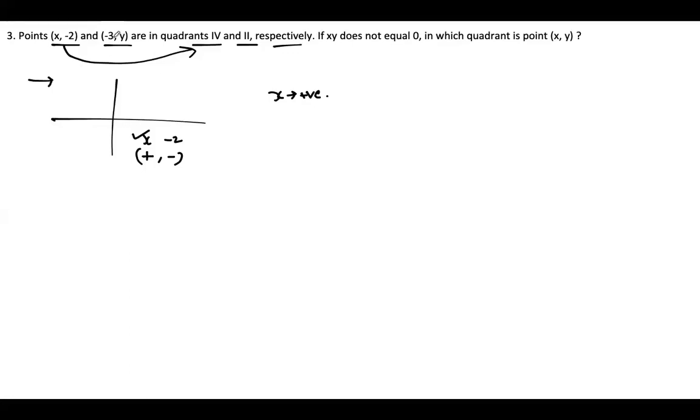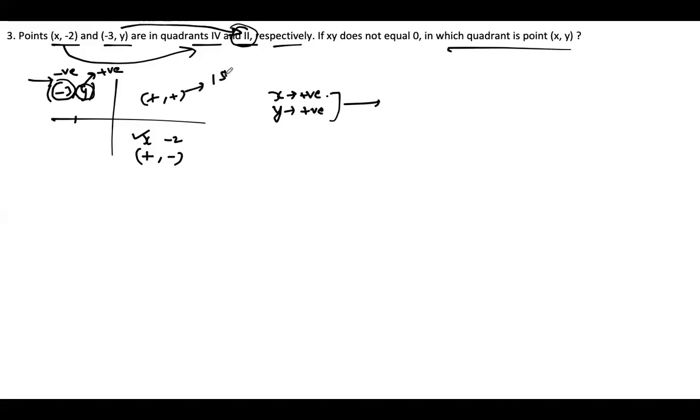Similarly, minus 3 comma y, where will it lie? It is given in the question that it lies in the second quadrant, somewhere here. In the second quadrant, the x coordinate is negative and the y coordinate is positive. So x is positive, y is positive. In which quadrant is point x comma y? Positive, positive would mean first quadrant. All right.